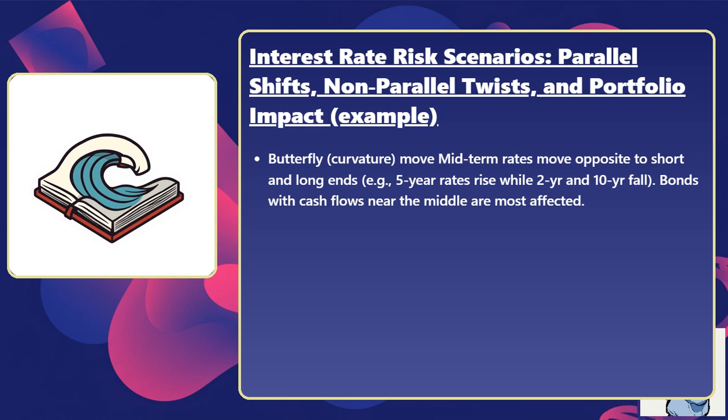Butterfly or curvature move: midterm rates move opposite to short and long ends. For example, 5-year rates rise while 2-year and 10-year rates fall. Bonds with cash flows near the middle are most affected.